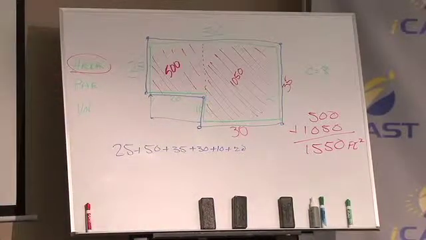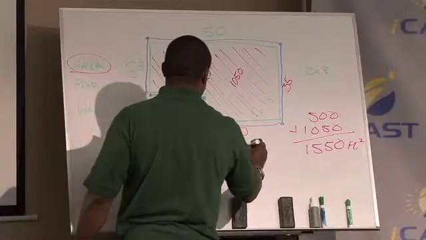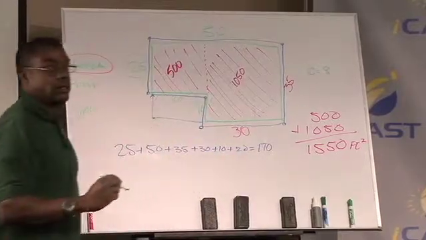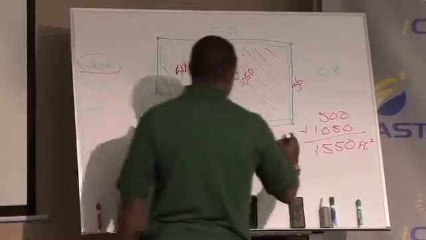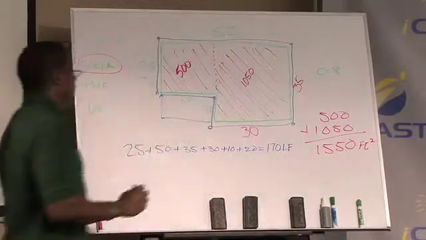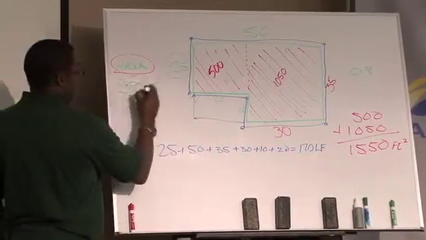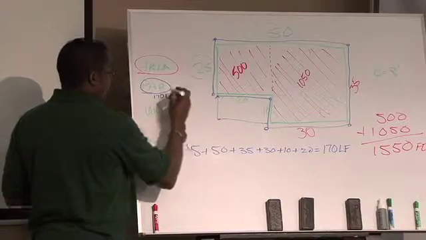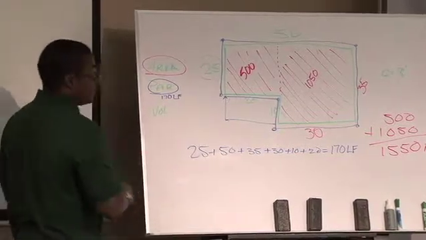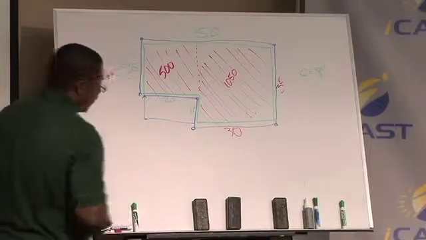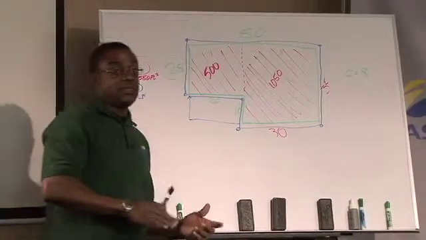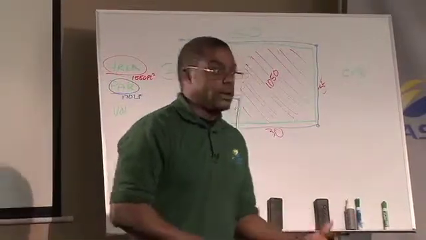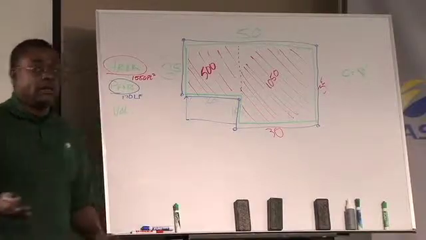Everybody with me? Who wants to do that math for me? 170 linear feet. Are we okay with that? Perimeter, 170 linear feet. Now, volume. Volume is length times width times height, or area times the height of the building.